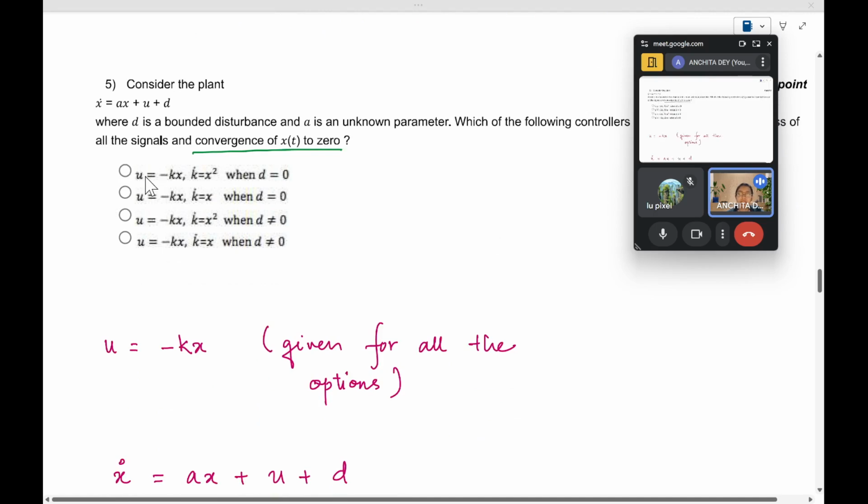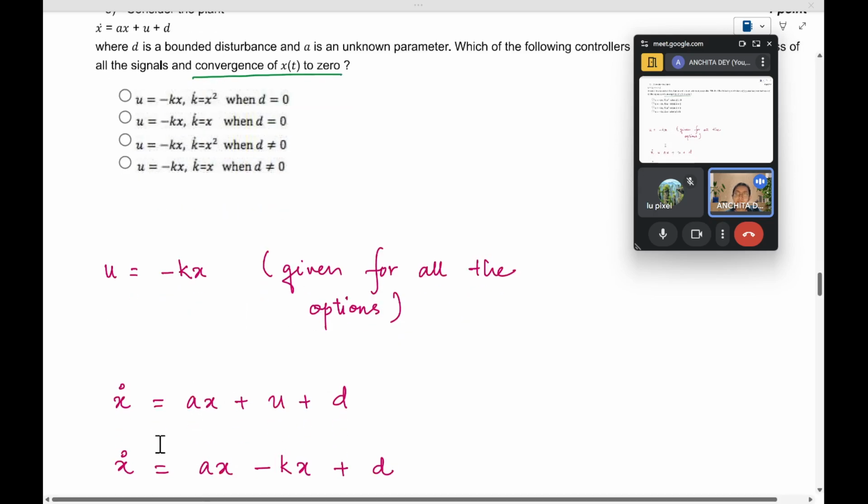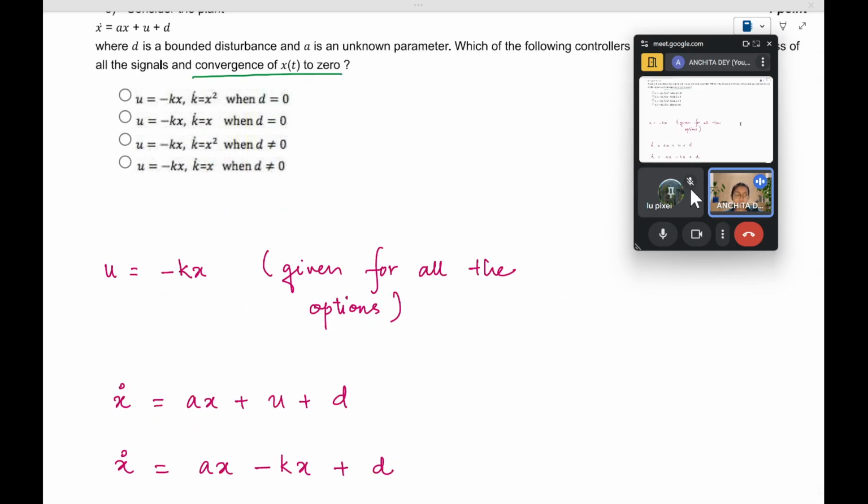So the first thing that we notice is that u is equal to minus kx is given for all the options, right? So it's quite straightforward that you would be implementing u, and that would do the job. So you place x dot equal to ax plus u plus d.